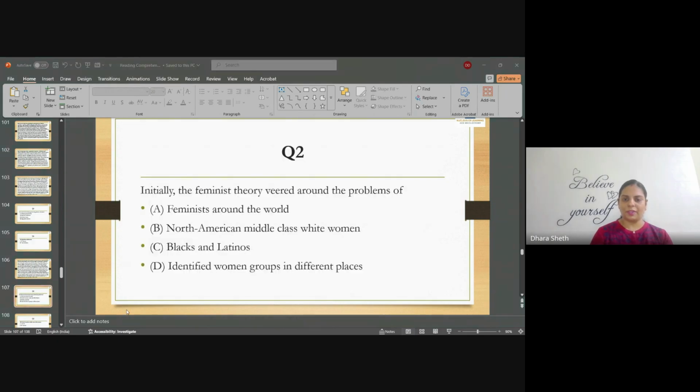Question 2. Initially, the feminist theory veered around the problems of A, B, C, D. Focus on the word initially.